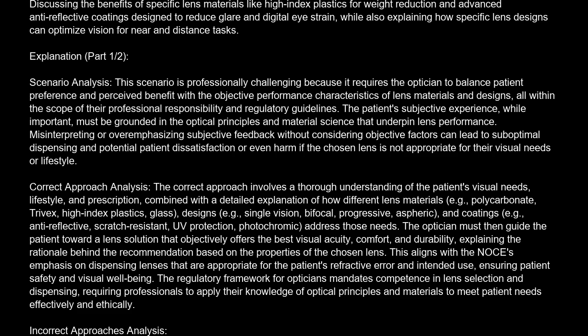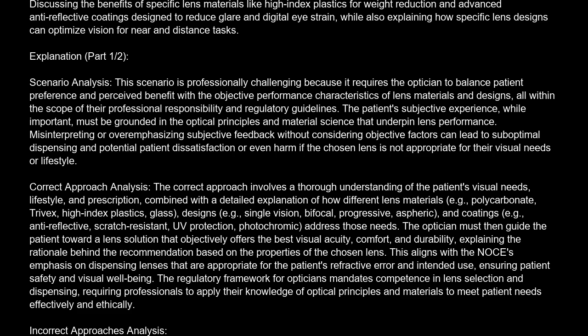Correct approach analysis. The correct approach involves a thorough understanding of the patient's visual needs, lifestyle, and prescription, combined with a detailed explanation of how different lens materials, e.g. polycarbonate, Trivex, high-index plastics, glass, designs, e.g. single-vision, bifocal, progressive, aspheric, and coatings, e.g. anti-reflective, scratch-resistant, UV protection, photochromic, address those needs. The optician must then guide the patient toward a lens solution that objectively offers the best visual acuity, comfort, and durability, explaining the rationale behind the recommendation based on the properties of the chosen lens.